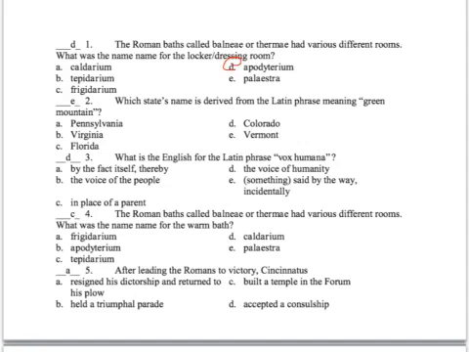The dressing room is the apodyterium. Green Mountain would be Vermont. Vox populi is the voice of humanity. The warm bath would be the tepidarium. After leading the Romans to victory, Cincinnatus resigned the dictatorship and returned to his plow.